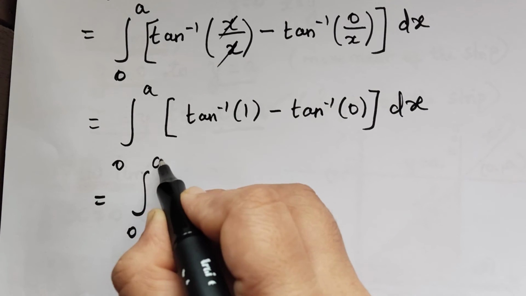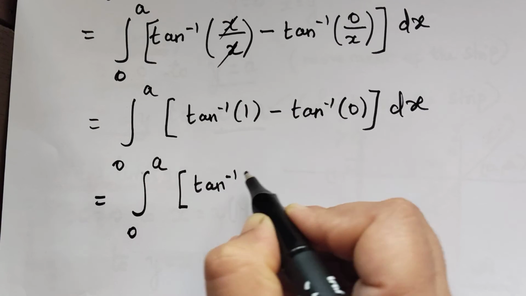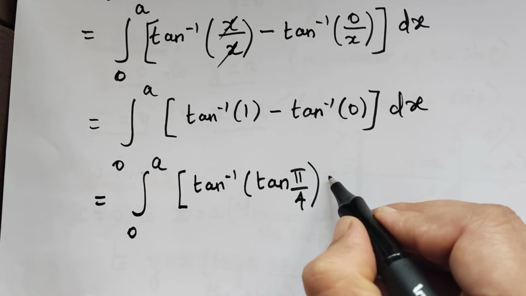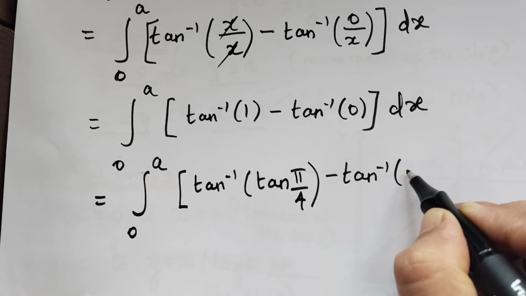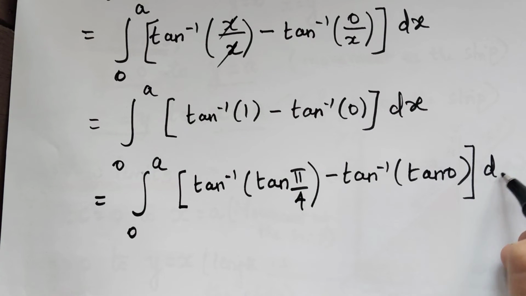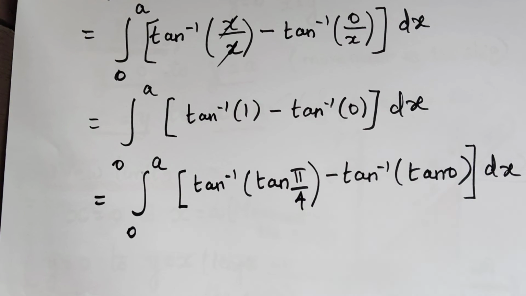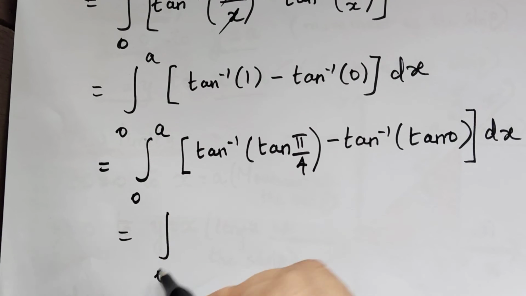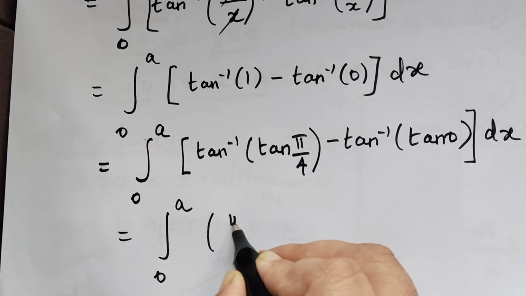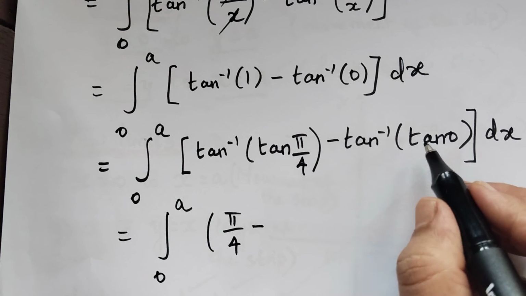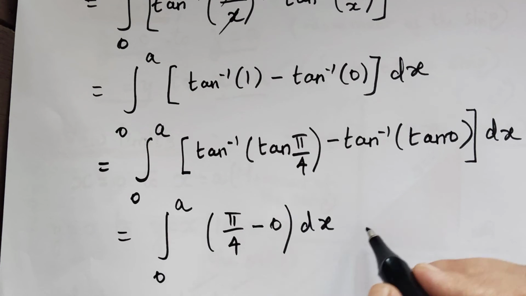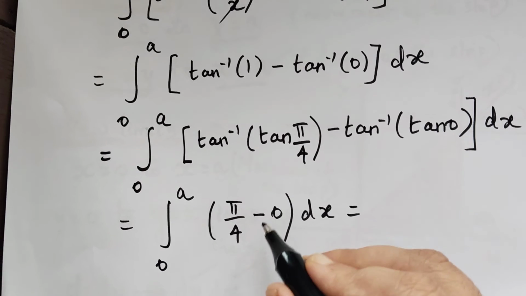But what is tan inverse of 1? It can be written as integral 0 to a tan inverse of tan pi by 4, because we know that tan pi by 4 is equal to 1, minus tan inverse of 0 can be written as tan 0, because we know that the value of tan 0 is 0. In order to get rid of this tan inverse, we have written in this manner. So that will be equal to integral 0 to a. We know that tan inverse of tan theta is theta, and so this will be pi by 4 minus tan inverse of tan theta. Theta here is 0, so minus 0. And then dx. Pi by 4 is a constant. Minus 0 is pi by 4 only.